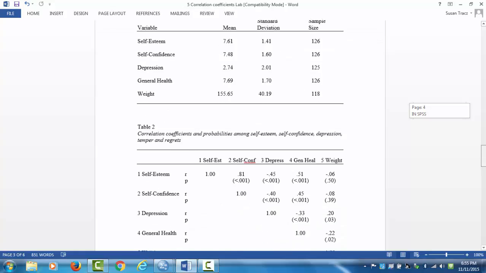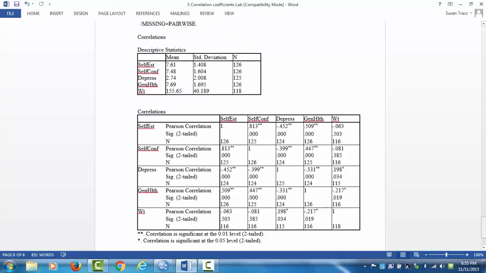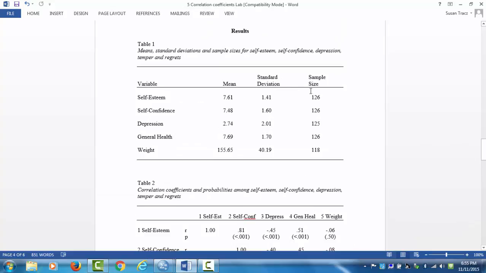Okay, so what I've done is I've copied the output here into the Word document. The mean for self-esteem is 7.61. The mean for self-confidence is 7.48. So here are the rest of the means, standard deviations, and sample sizes. And again, here are the correlation coefficients. So we're simply going to take our descriptive statistics first of all, and put them in a table of mean, standard deviation, and sample sizes. So self-esteem again was 7.61, self-confidence 7.48, and filling in the rest of it is pretty straightforward.